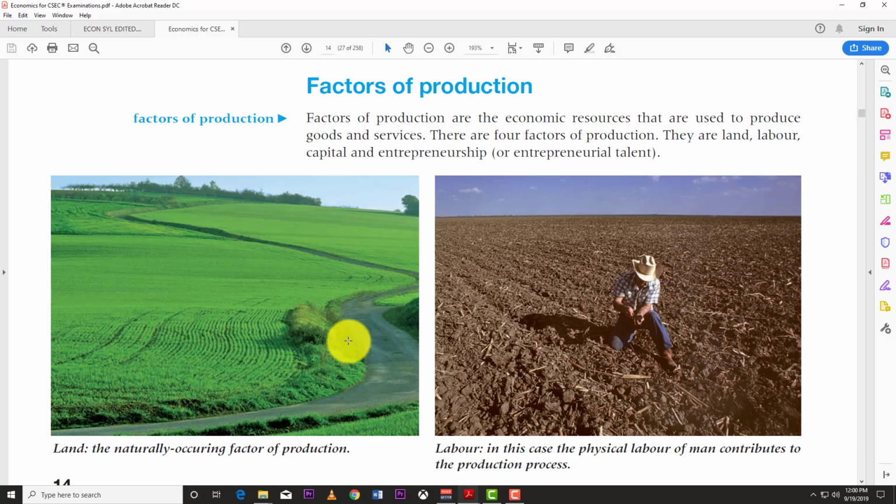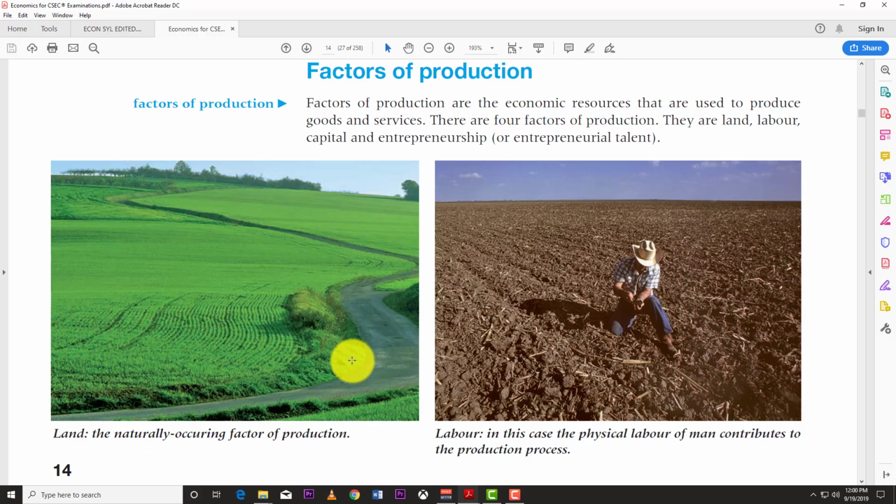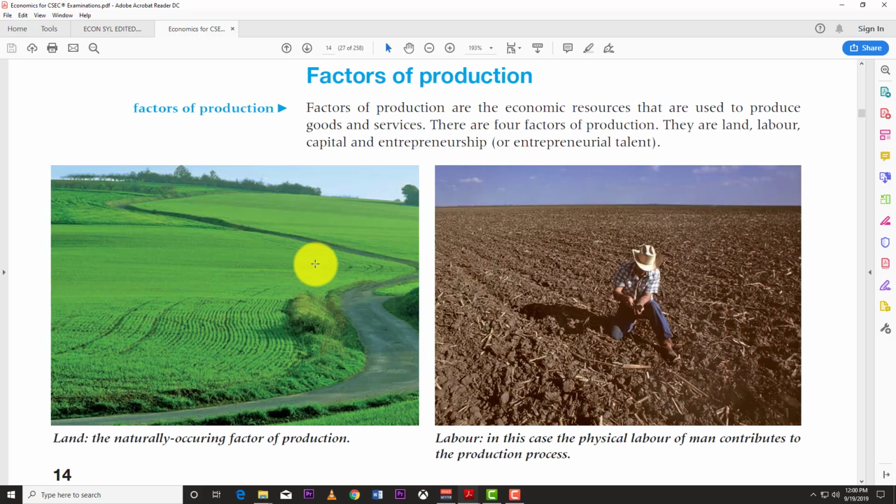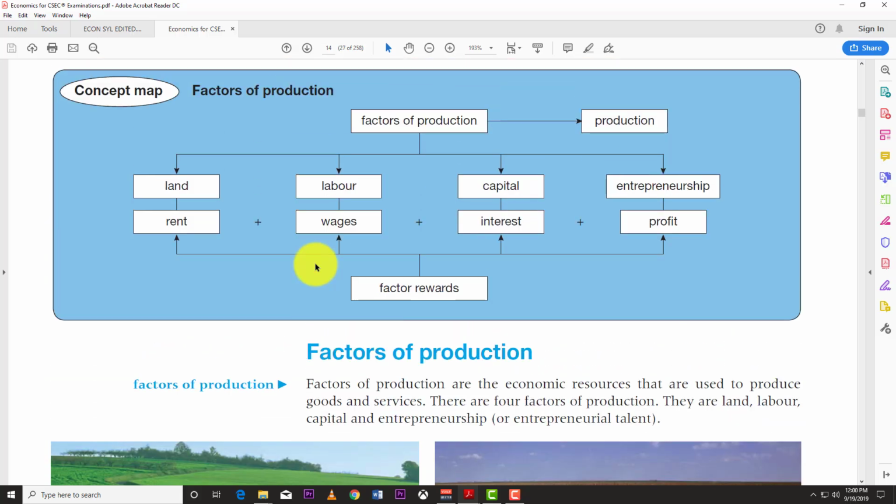Alright, so the factors of production, there are 4 main factors of production, and they are land, labor, capital, and entrepreneurship, or your entrepreneurial skills. In some books you might see management as the 4th factor of production. So you have land, labor, capital, and entrepreneurship. Those are the 4 factors of production.